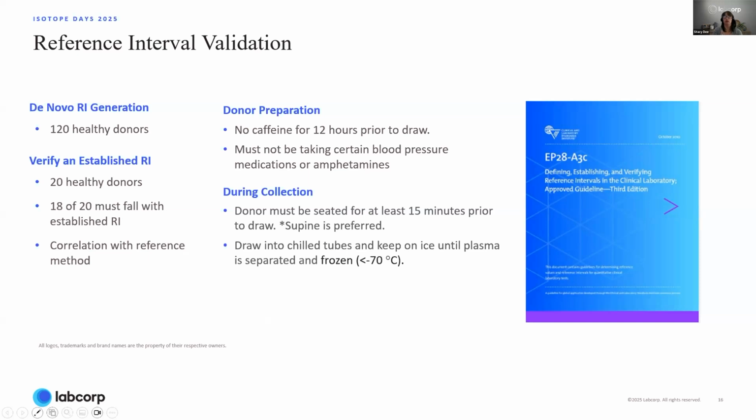18 of the 20 must fall within that established range. But to do that, you have to show that your method agrees with the reference method, the one that generated that reference interval.